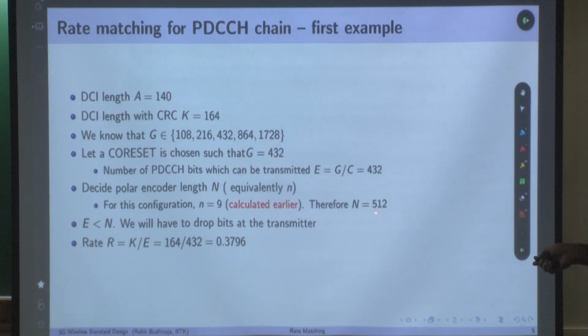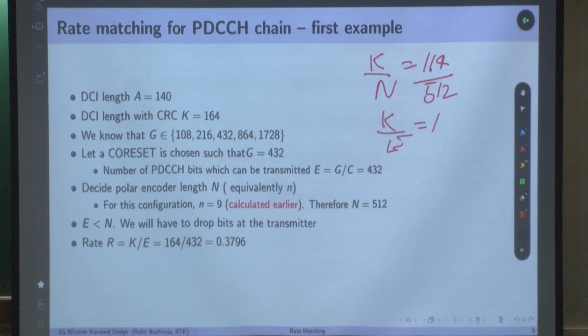If you are generating at 164 by 512, at what rate is your polar encoder generating now? K by n. K is 164, and n is 512. And at what rate has the user asked? K by E. That's how these resources are allocated. You are generating at a rate lower than what the user has asked. What does that mean? You are generating more parity bits than what the user has asked. So you will have to drop certain bits. That is one way of looking at it.